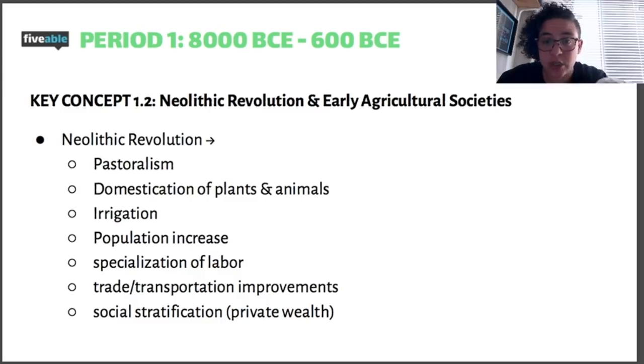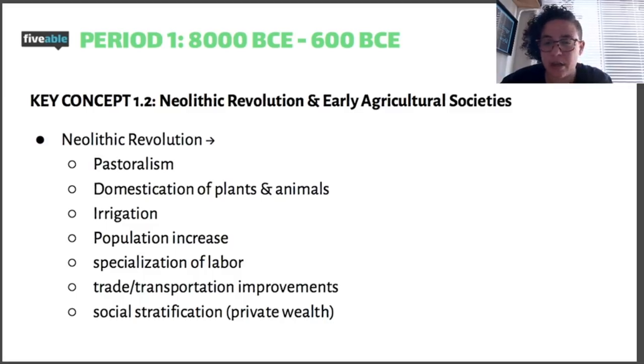The next thing is that there's a lot of improvement with trade and transportation because of that specialization. So in this early time period, we don't get too much into the specifics of the trade routes, but there's a lot of trade going on with all of these early civilizations. And that's because they have enough food to trade. They have better transportation to get further with their resources. And so all of these different trade networks are really starting to develop here.